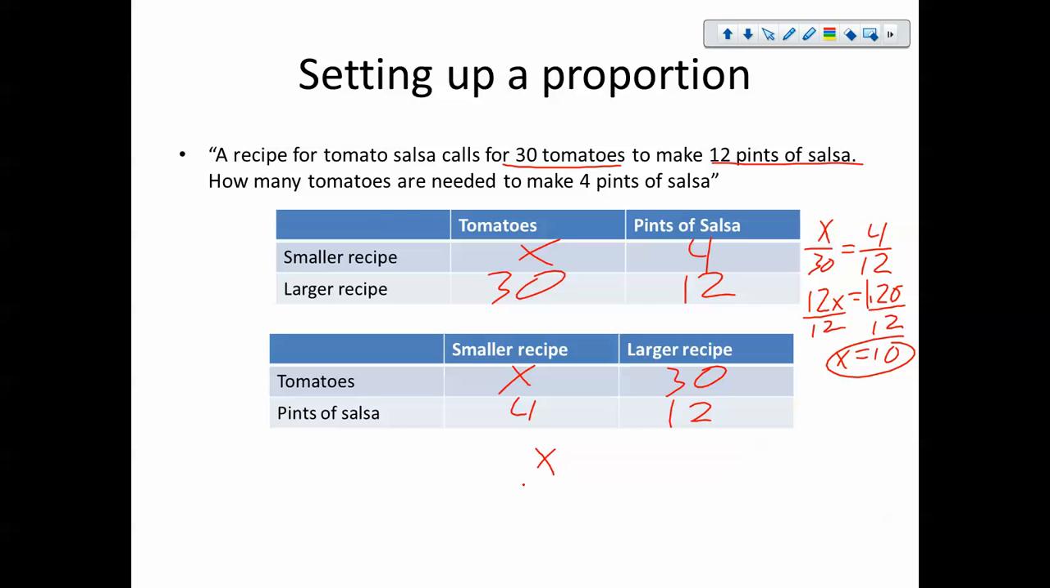I can use that same proportion here that I just created. And again, notice that this is a totally different equation than this one over here. This is x over 4 equals 30 over 12. This one is x over 30 equals 4 over 12. But when you cross multiply, you get 12x equals 120. And you'll notice that that is the same thing that we got right there, which means that our x value is 10. The number of tomatoes needed is 10. So you can actually set up these proportions either way, and it still works, right? You just have to be consistent.